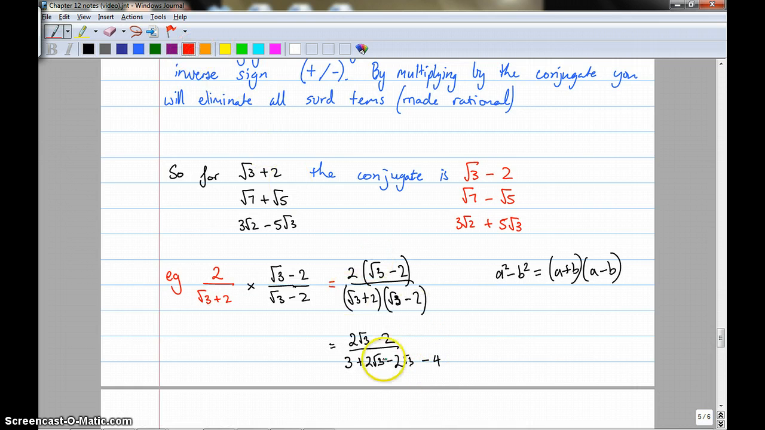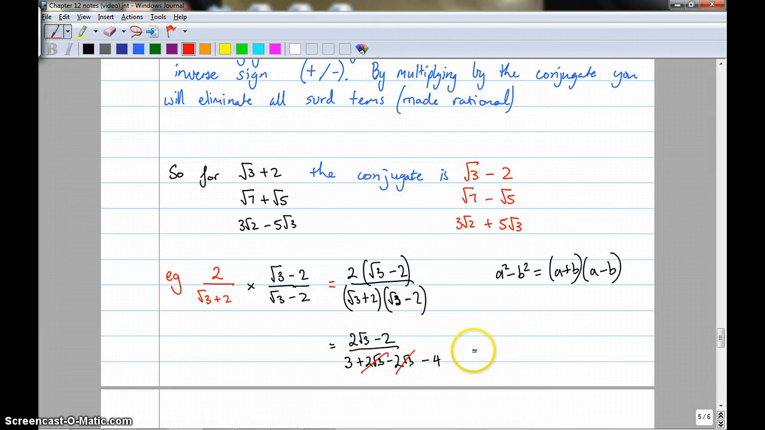Now, as you can see, 2 root 3 and minus 2 root 3 will disappear, we can ignore them. And then all I've got is the first term squared, which is root 3 squared, which is 3, and then the last term squared, which was positive 2 and negative 2. So that's negative 4.